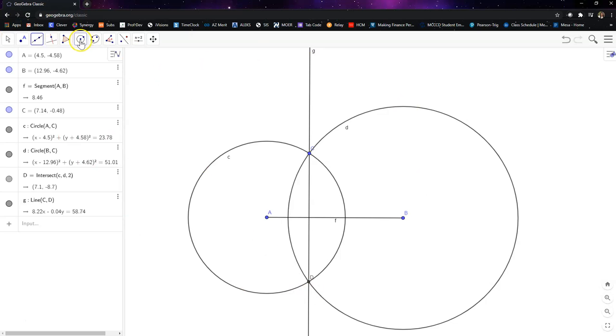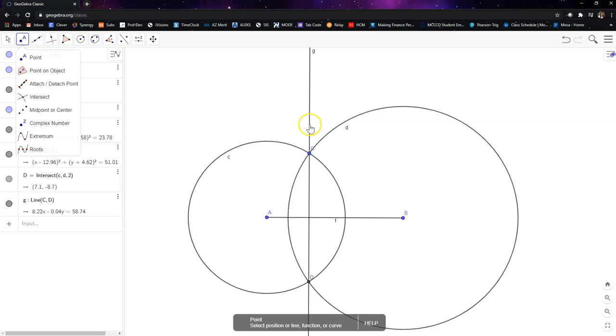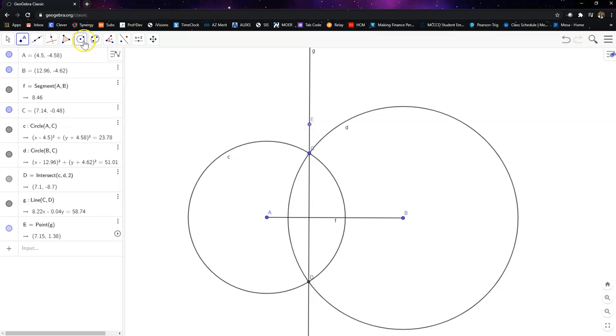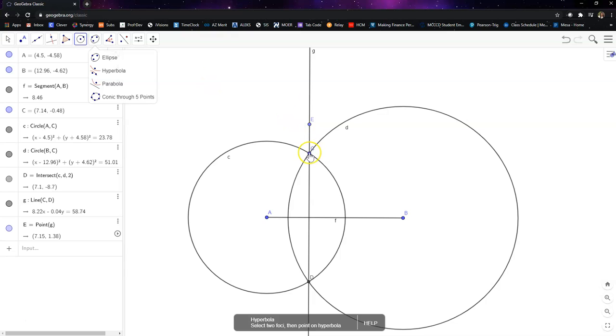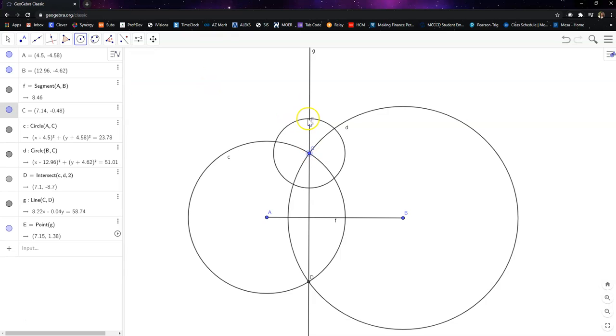Next step, I want to draw a point randomly on my line that is perpendicular. Then I'm going to do a center with a radius. I'm going to center at the crossing point through that point I just drew. Now, what I can do is draw a perpendicular line through this circle.